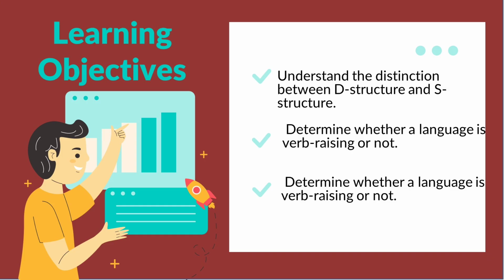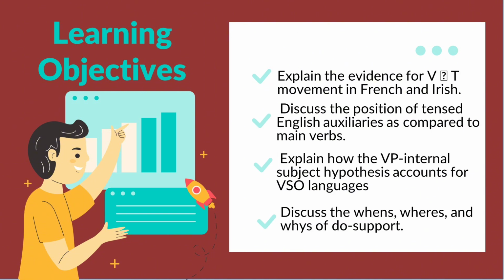Movement. Of course, before we discuss this, let's have these learning objectives: understand the distinction between D-structure and S-structure; determine whether a language is verb-raising or not; explain the evidence for V to T movement in French and Irish; discuss the position of tense in English auxiliaries as compared to main verbs; explain how the VP-internal subject hypothesis accounts for VSO languages; and discuss the whens, wheres, and whys of do-support.